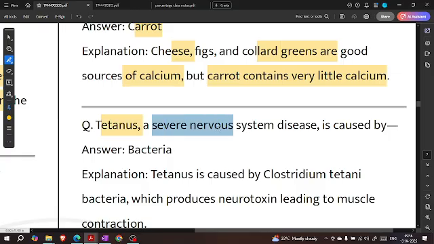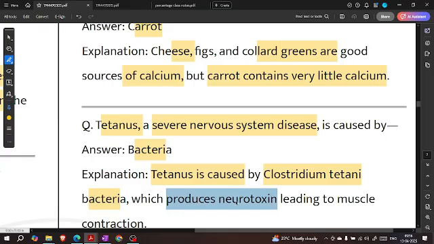Tetanus, a severe nervous system disease, is caused by Clostridium tetani bacteria, which produce a neurotoxin leading to muscle contraction.